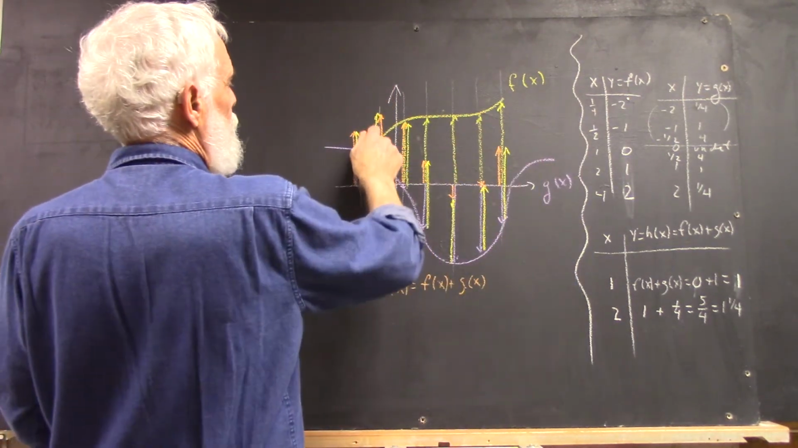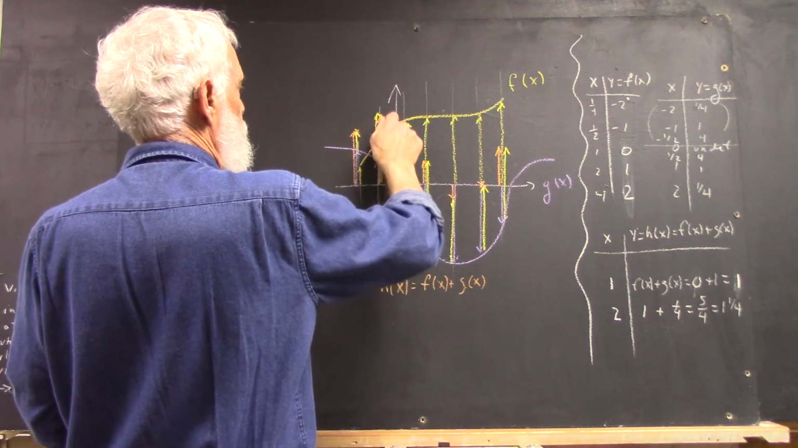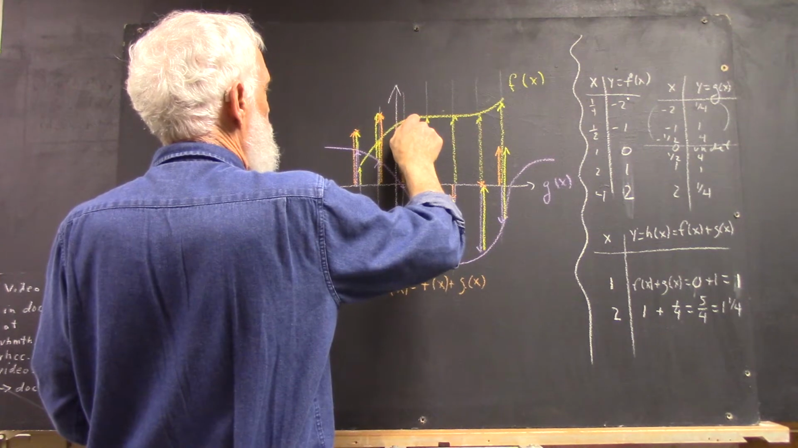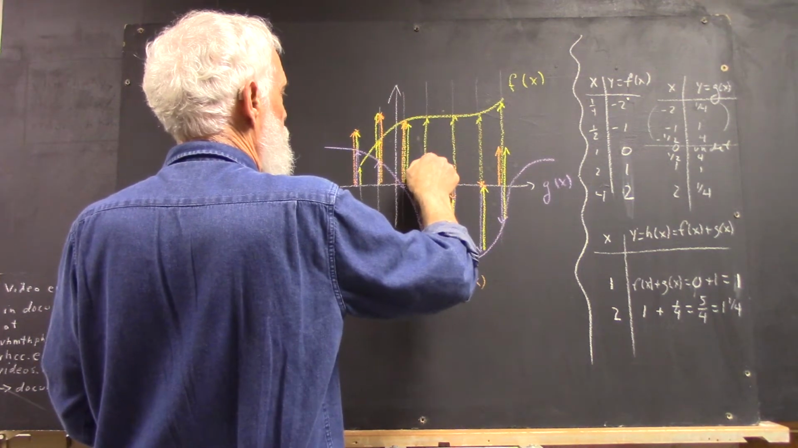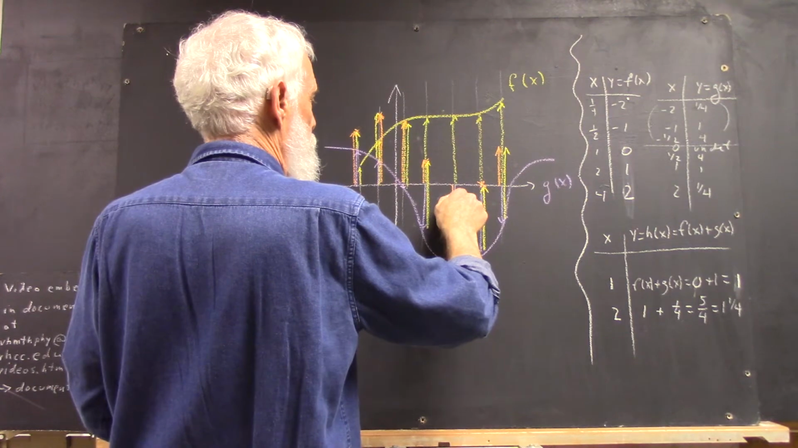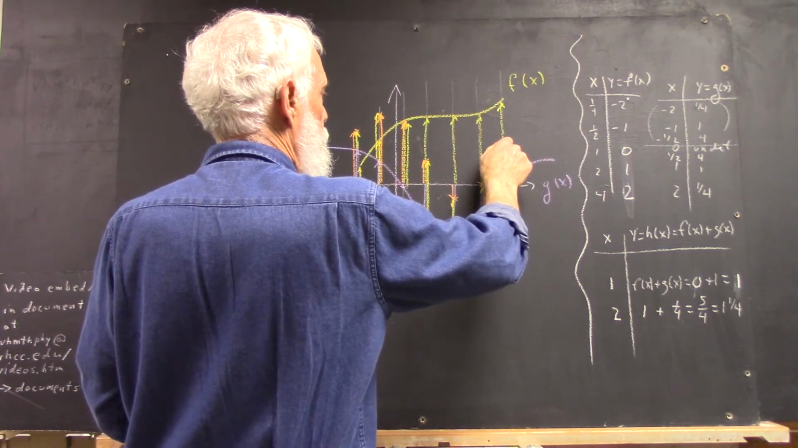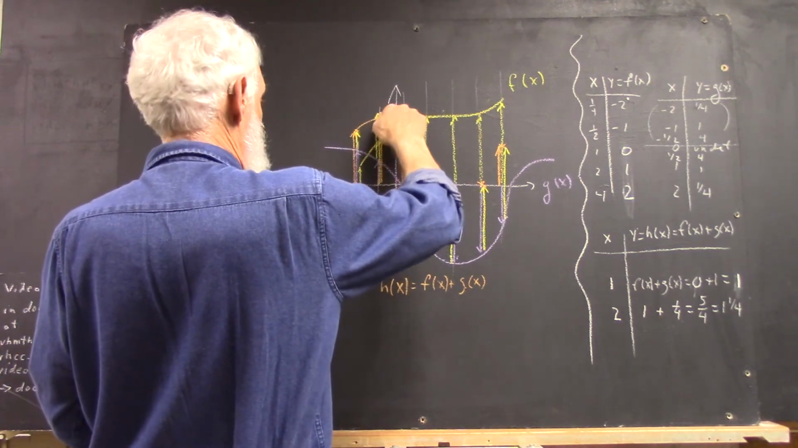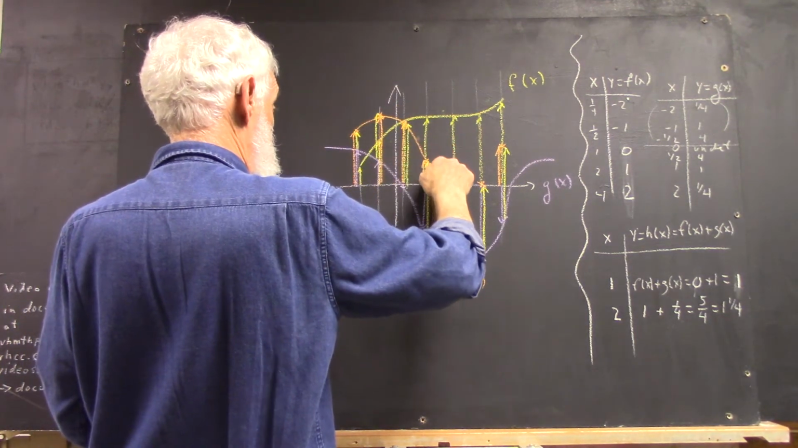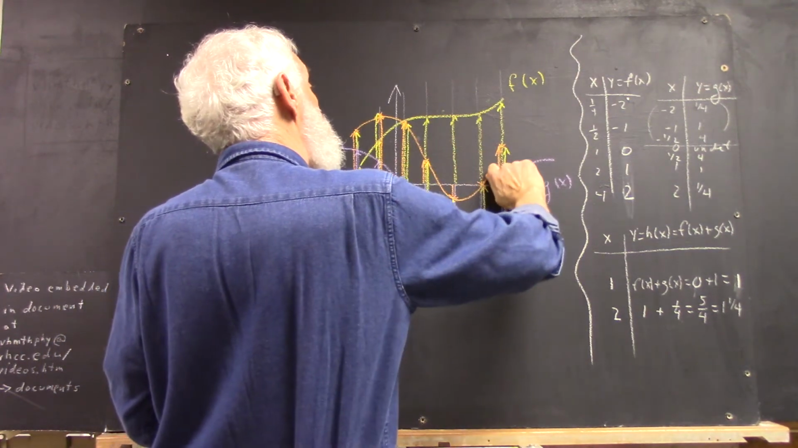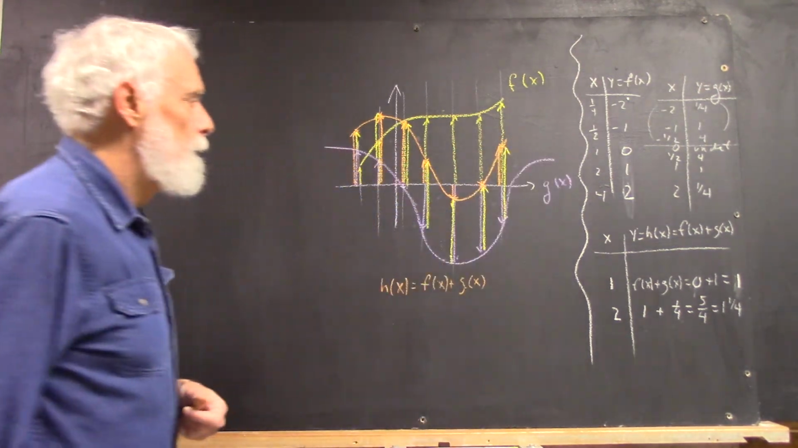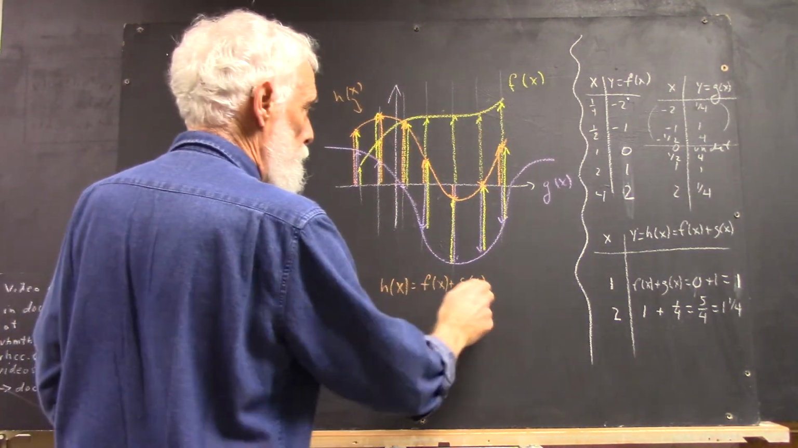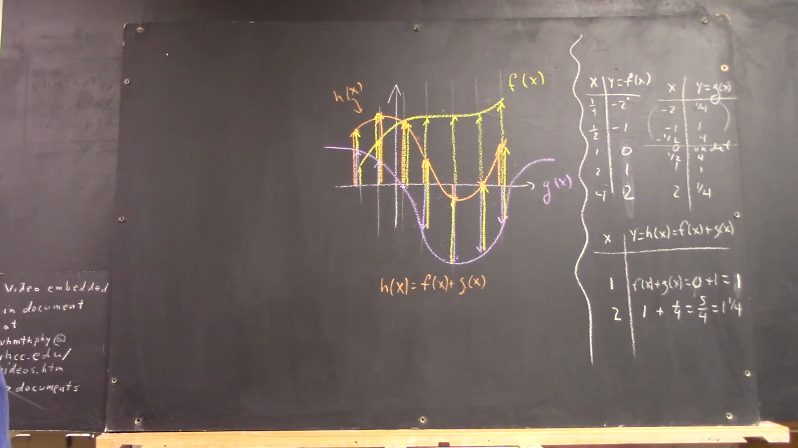And that means that if I put these points corresponding to the values of h of x on the vertical line that I started with, here are my h of x values, and now I can just follow the trend of my points. And here's my graph of h of x equal to f of x plus g of x. Okay?